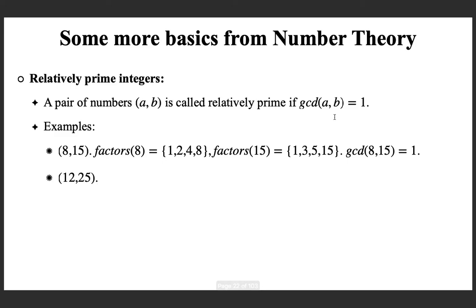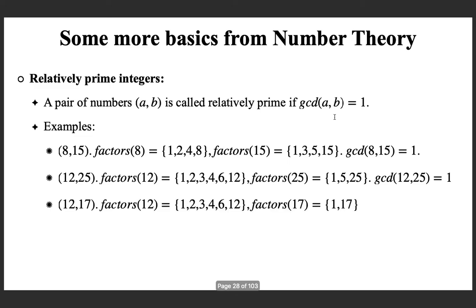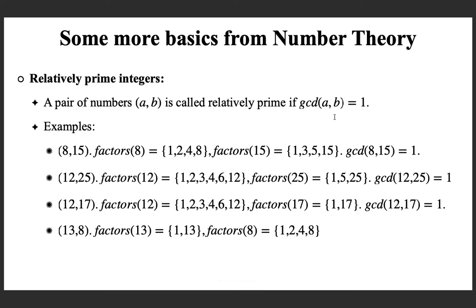Another example, a pair of relatively primes. You come up with the factors of 12 and then 25. Verify that the factor set is correct for each number, and now assuming that these are the factor sets, their common divisor is only 1. And now another pair, you come up with the factors, look at the intersection, you will get only 1, and so GCD must be 1. Another pair of relatively prime numbers, come up with the factors, look at the common factors, only 1.